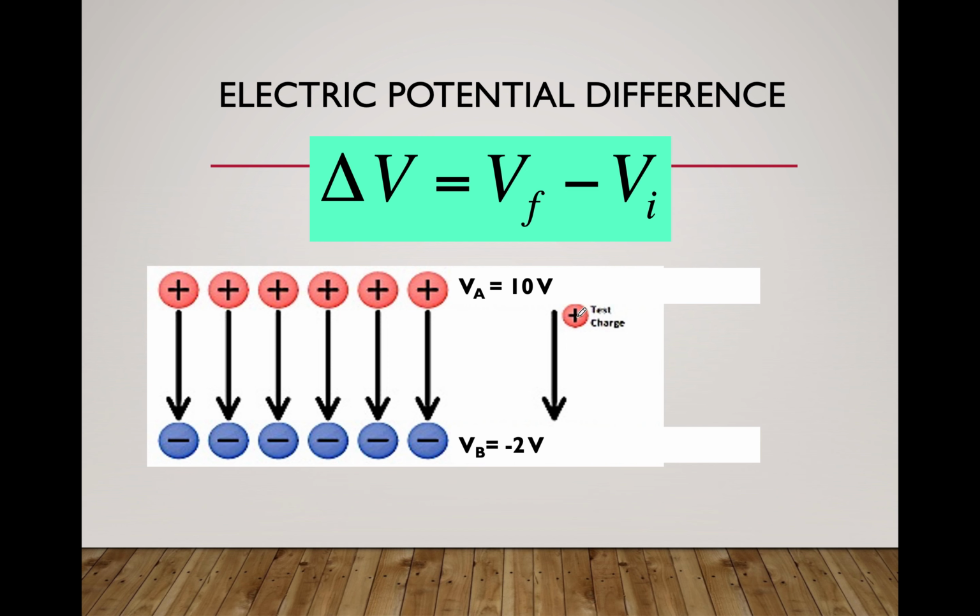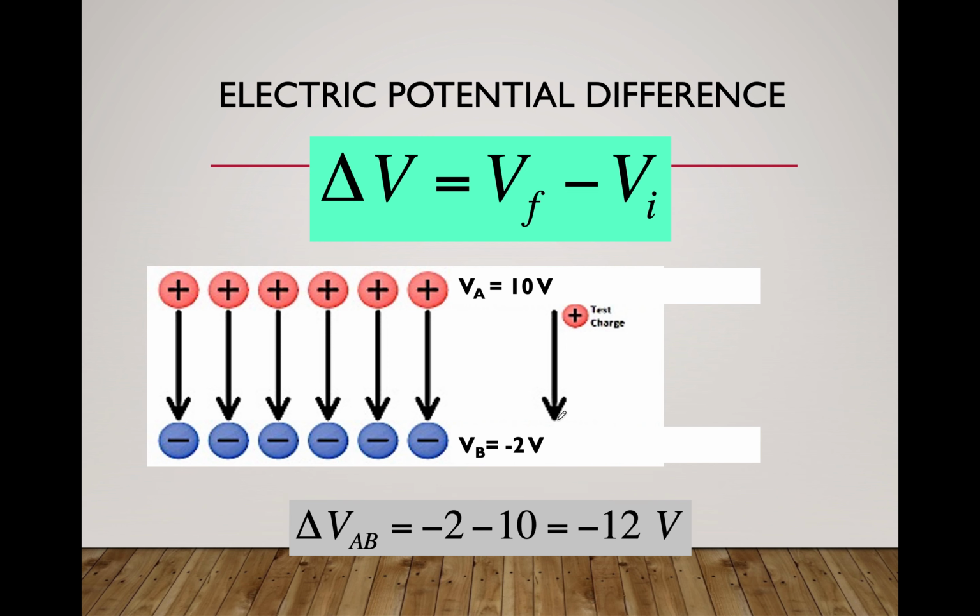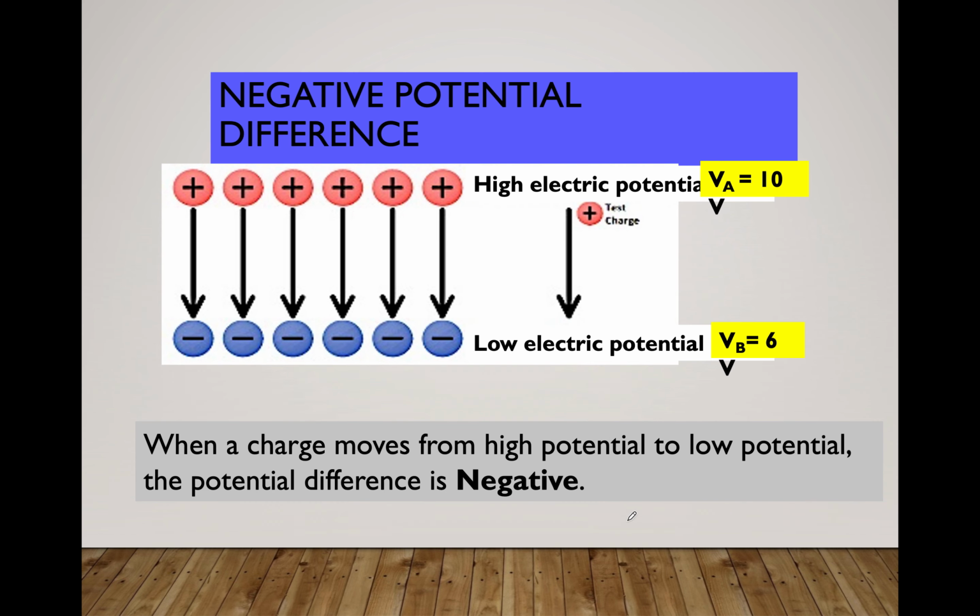Checking this out, a proton will move towards the negative charge. So if he moves that way, we'll do minus 2 minus 10, which means he lost 12 volts. That makes sense because the positive charge wants to be here, so he will lose potential. So that makes sense. Easy peasy.